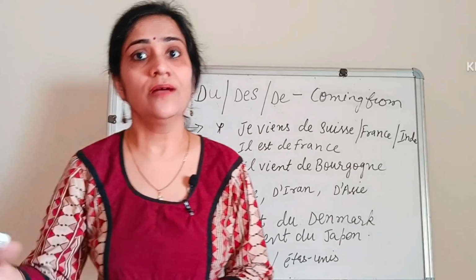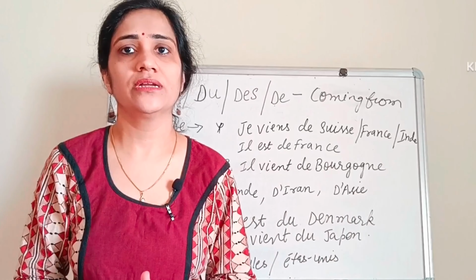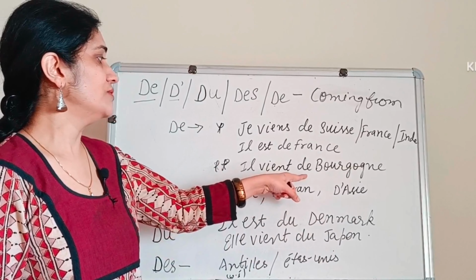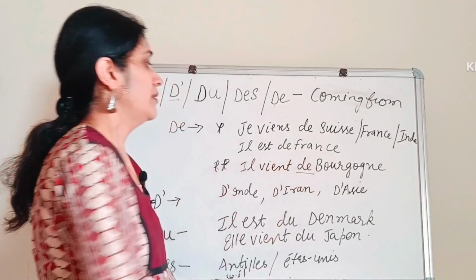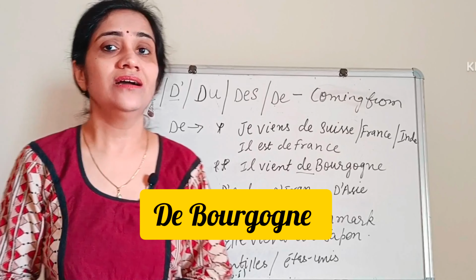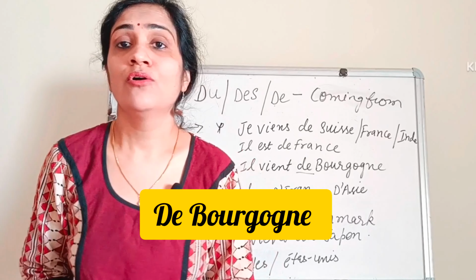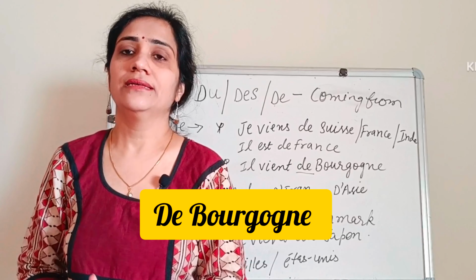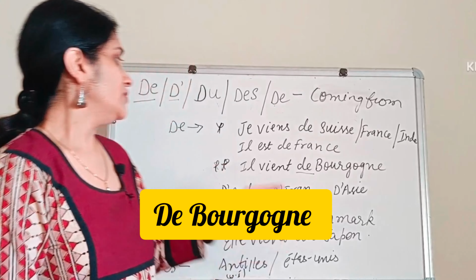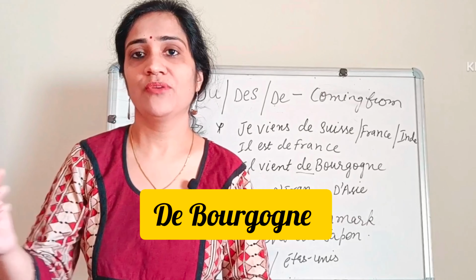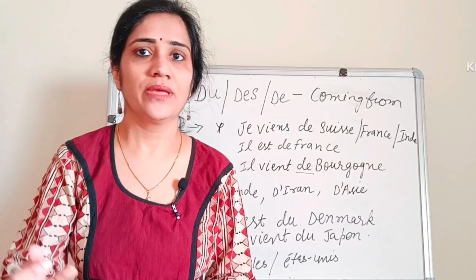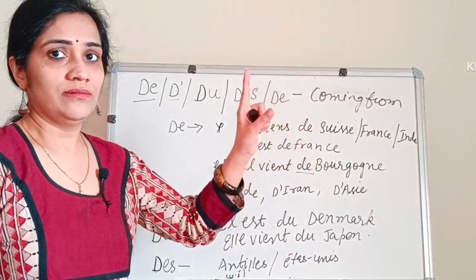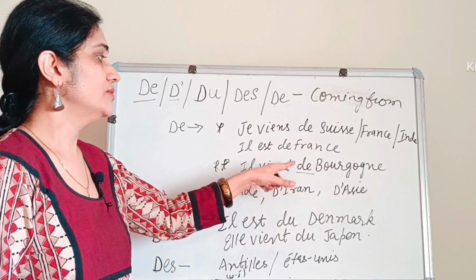Now, with all the provinces, like Bourgogne, in English Burgundy, also referring to coming from or belonging to, you have to use DE, as in the example given here: Il vient de Bourgogne, he is coming back from Burgundy. Bourgogne is a region, a province of France, so we have to use DE before that province, referring to coming from or belonging to that place. So with the name of the province or the region, you have to use DE.